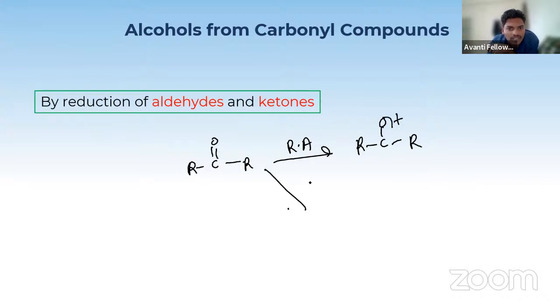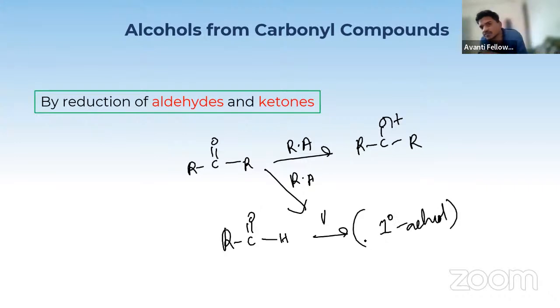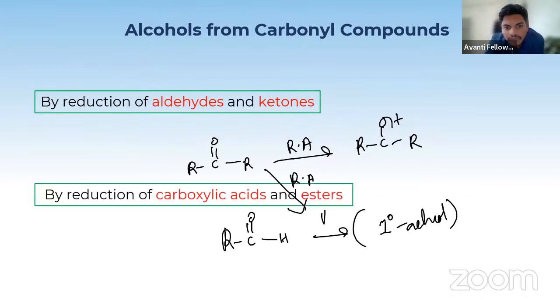And if you give a reducing agent to an aldehyde, here you are going to get a primary alcohol. So for ketones you get secondary alcohol, and for aldehydes you get primary alcohol. Not a big deal, you can easily remember that. Next, we can also reduce carboxylic acids and esters. You can also prepare alcohols from carboxylic acids and esters. We'll see that in esterification and reduction.